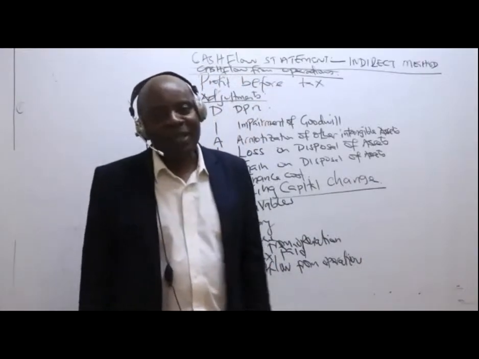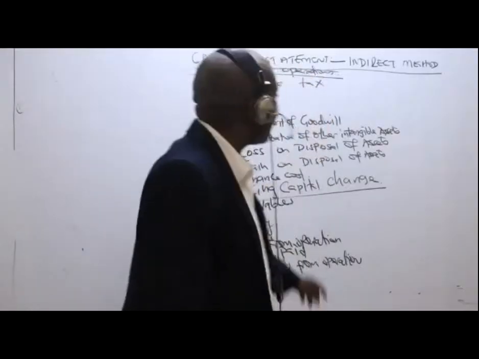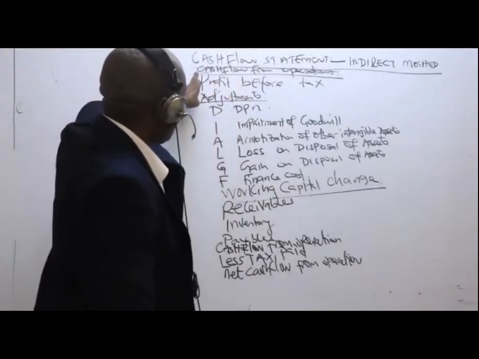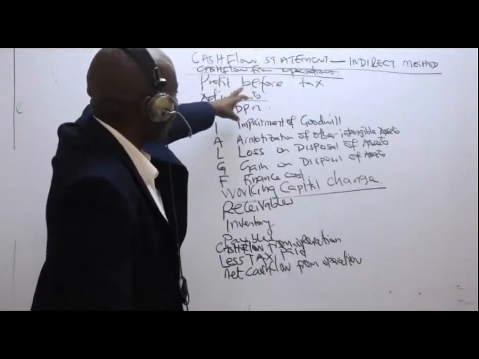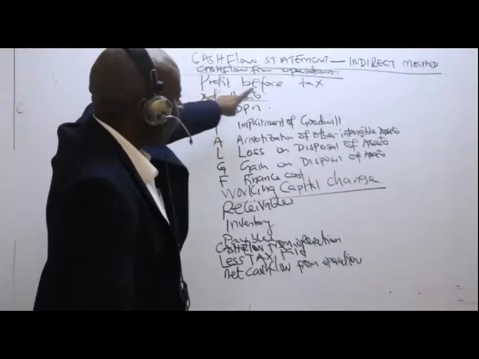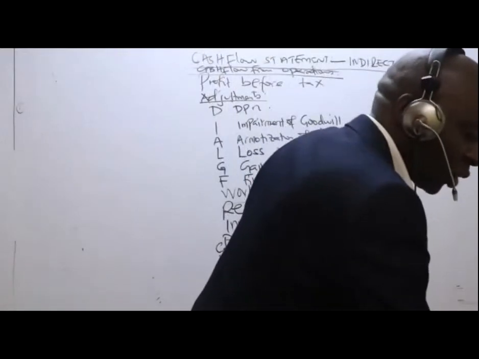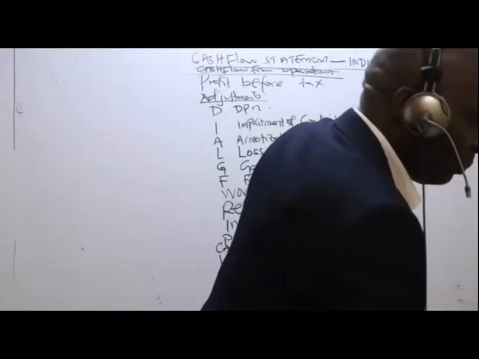So then how do I pick this? How I will pick this is like this. It's an indirect method. So I'll come and write cash flow from operations. And then I start with profit before what? Tax. Go to the income statement and pick this profit before tax.